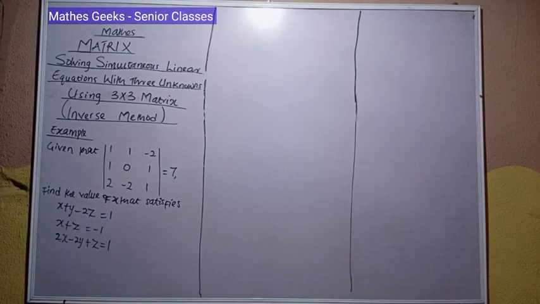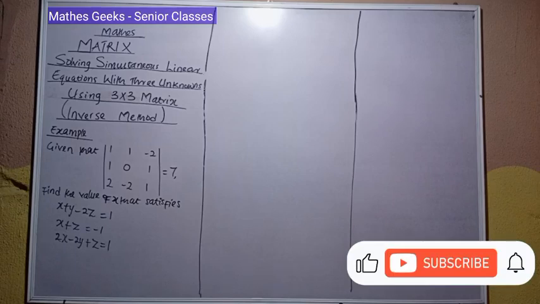Solving simultaneous linear equations with 3 unknowns using the 3x3 matrix inverse method. In this video, we're going to learn how to solve for 3 unknowns using the 3x3 matrix, and we're going to use the inverse method. So let's look at this example.